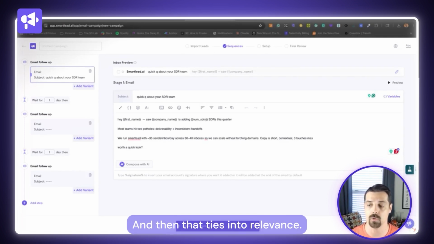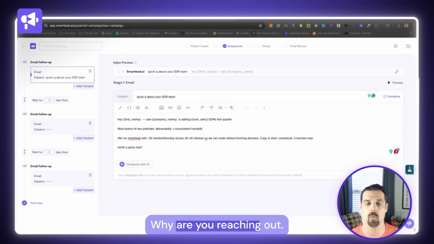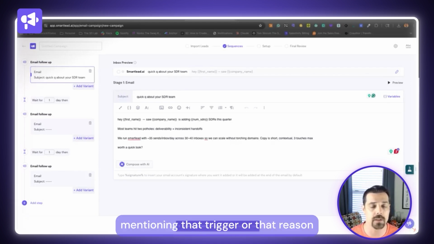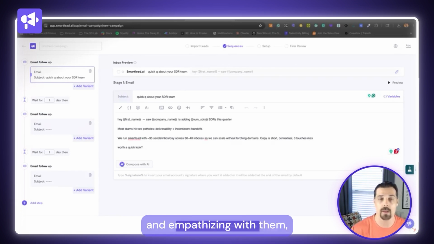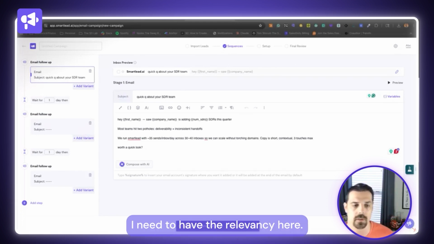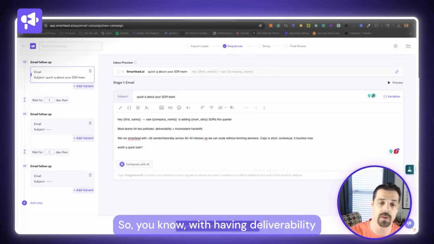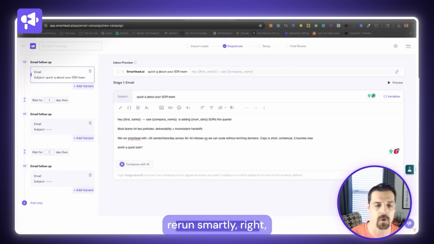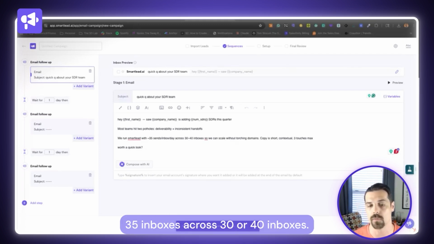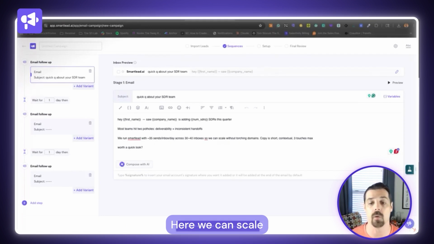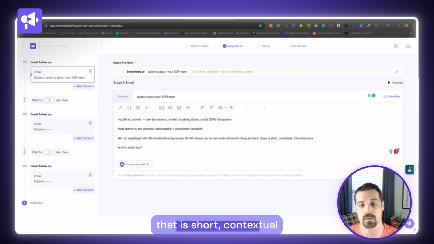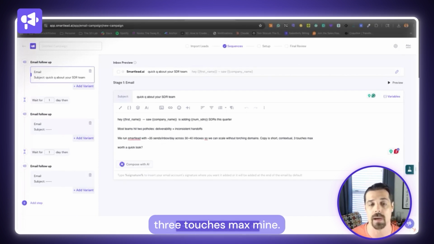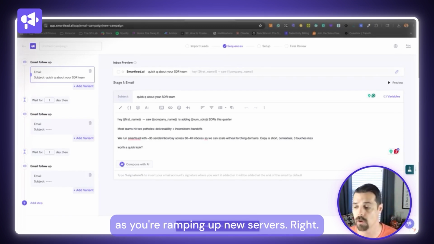And then that ties into relevance. Why are you reaching out? Why does that tie in? If I'm going to mention that trigger, that reason I'm reaching out to these folks, and this pain, and empathize with them, I need to have the relevancy here. So, with deliverability and inconsistent handoffs, we run smartly, right? 35 inboxes across 30, 40 inboxes here. We can scale without torching domains, worth a quick look. And then now my offer, right? My offer is I have copy that is short, contextual, 3 touches max. Mind if I send it over to you as you're ramping up new SDRs, right?